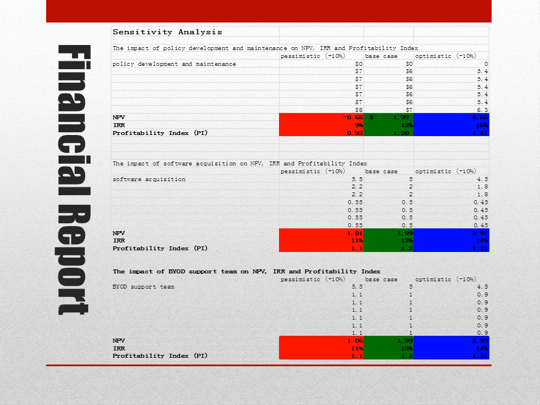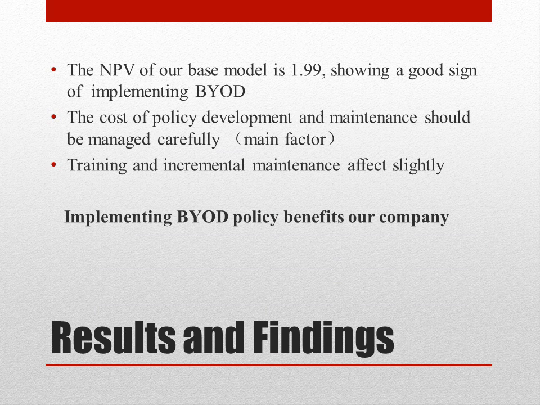Next, I perform a sensitivity analysis of my business case. I make the assumptions of increasing and decreasing each variable cost by 10%. The result shows that the cost of policy development and maintenance has a great impact on the NPV, IRR, and profitability index, compared to other costs. It reveals we should manage the cost of policy development and maintenance carefully.